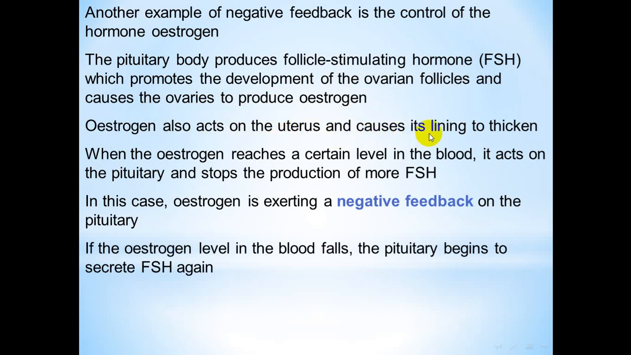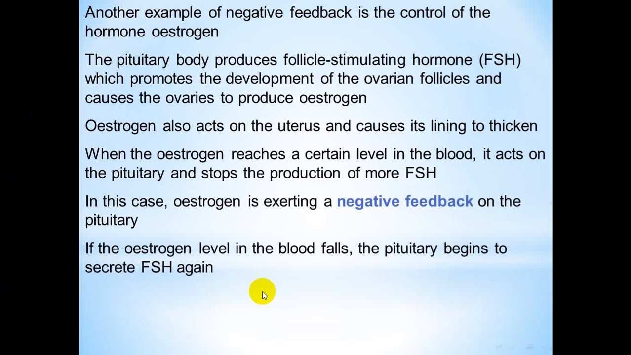and causes its lining to thicken. الأستروجين ينتج بالأوبريان يروح لليوتريوس ينتج لنا هناك الأوفيليشن. When the estrogen reaches certain levels in the blood وما يوصل إلى مستوى معين it acts on the pituitary راح يعمل عليه من البيتيوتري and stops the production of more FSH. In this case estrogen is exerting a negative feedback on the pituitary.